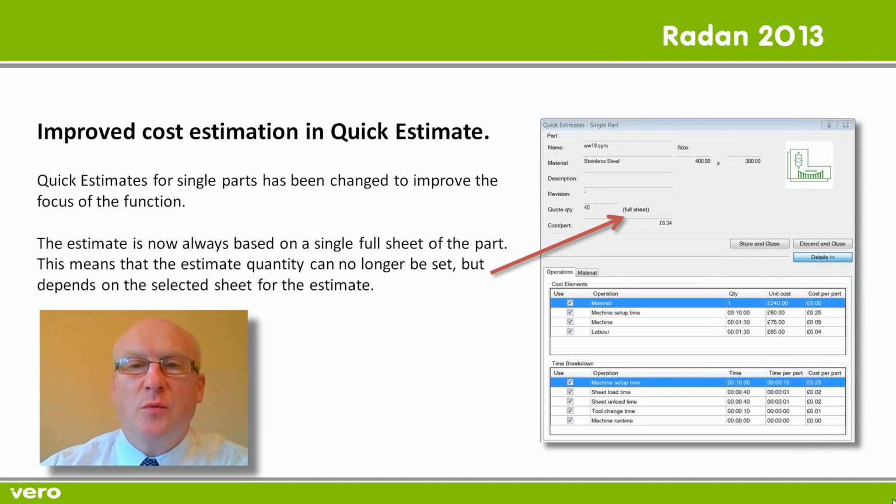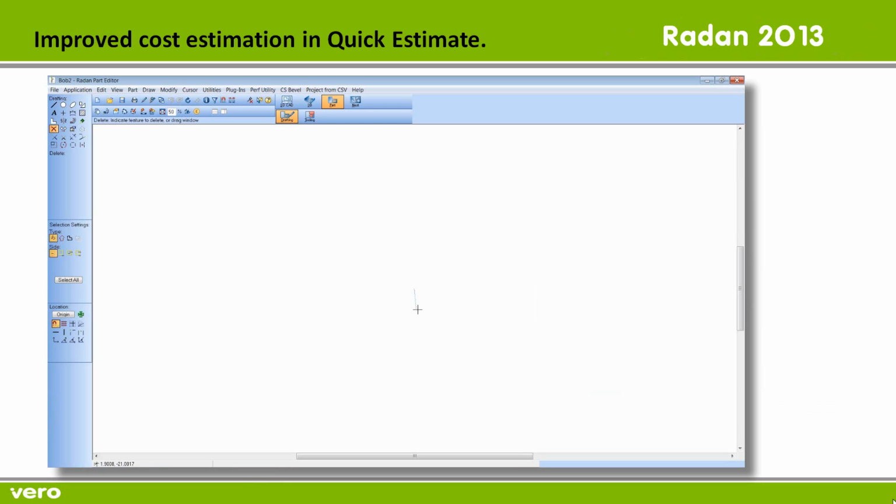In this release of software, we've changed the way in which we do quick estimate. Now, the estimate is based on filling the sheet with a component. Now, this has the advantage of giving you a much more accurate cost for your sheet. It's a more realistic way of pricing components within a sheet.